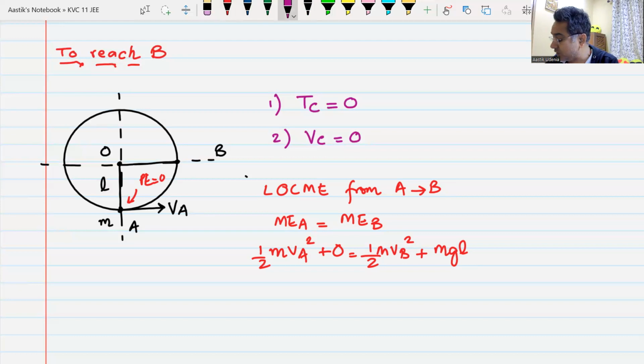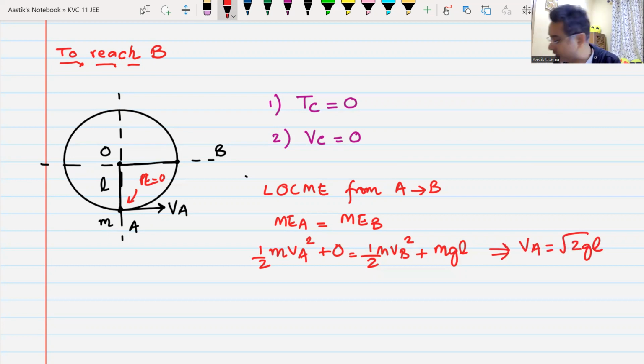Can you tell me what will be the velocity at point A coming from this equation? I'll give you 2 minutes to do that. Yes, it will come as under root 2gl from this equation.